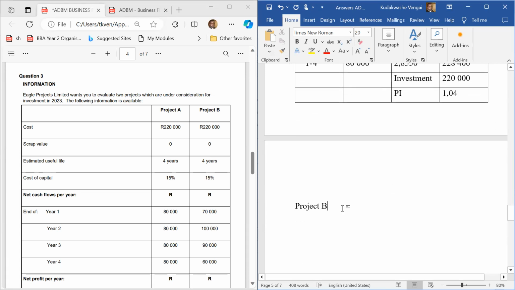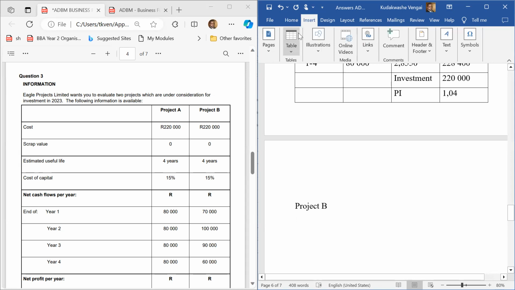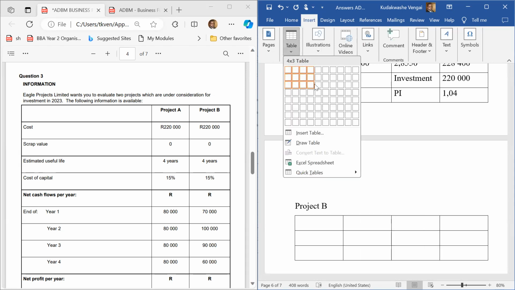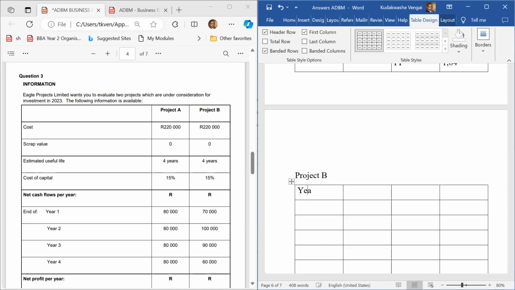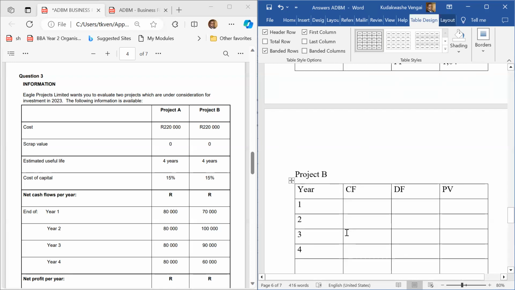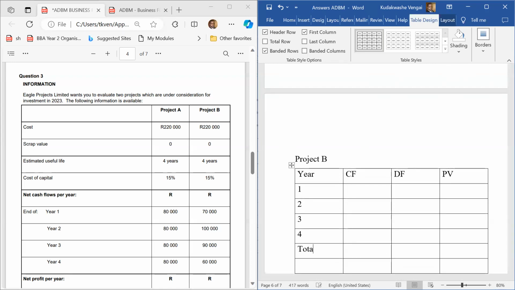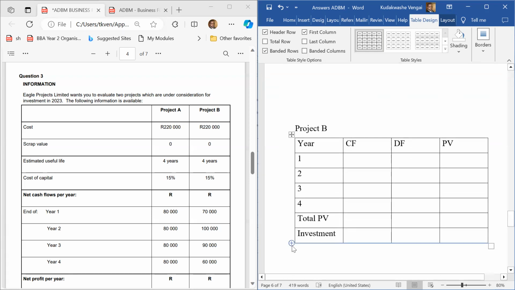All right. So we go to project number B. Project number B is going to be slightly different because it does not have similar cash flows. The cash flows are different for each and every year. So it means that we need to go the long route for project number B. So we're going to have our year, our cash flow, our discount factor, our present value. How many years do we have? 4 years, and then we're going to have our total present value, and then our investment, and then our profitability index, PI, right?